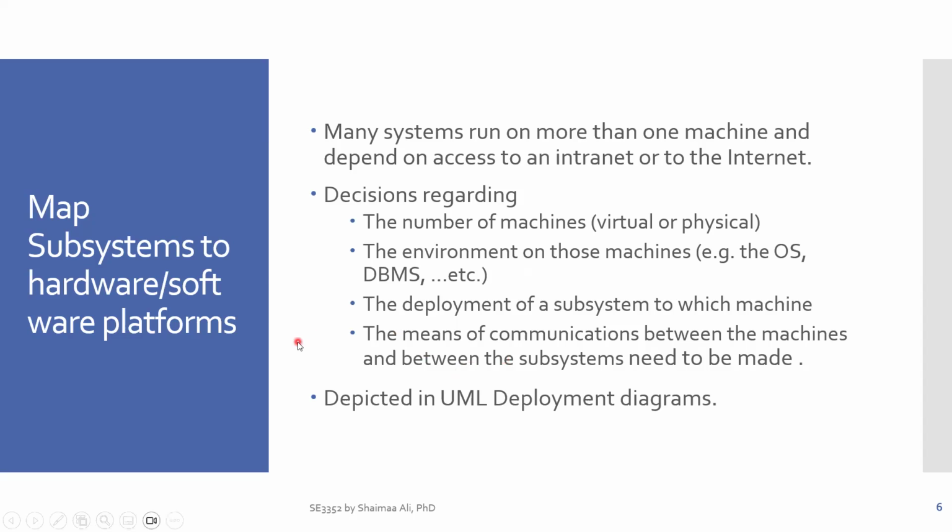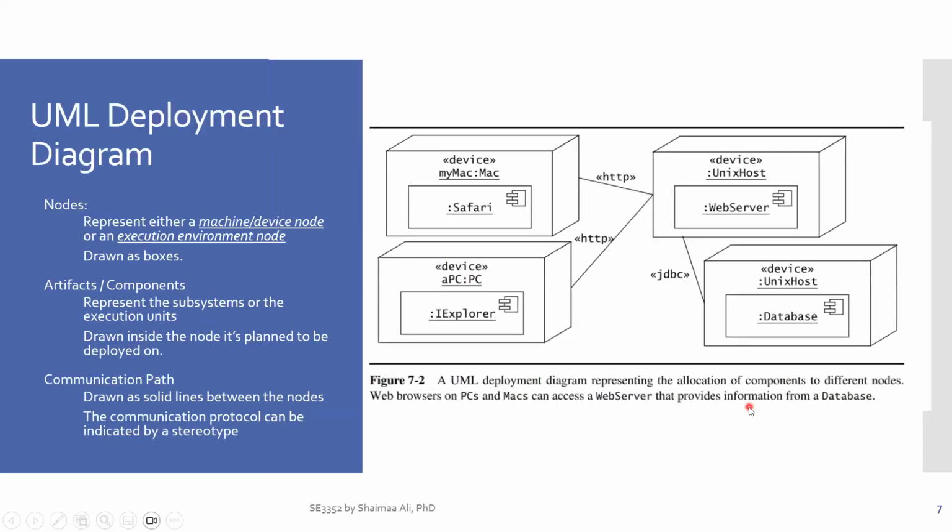Now, luckily, we have a deployment diagram from UML that is a standard way to represent these decisions in a visual way, like a diagram or a figure. So the deployment diagram would look like this.